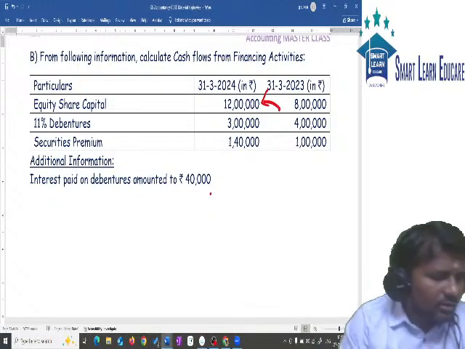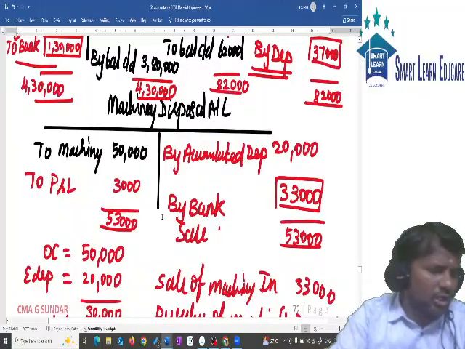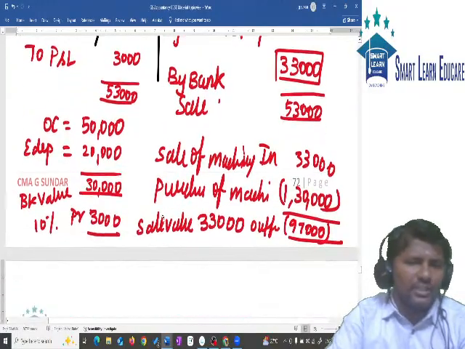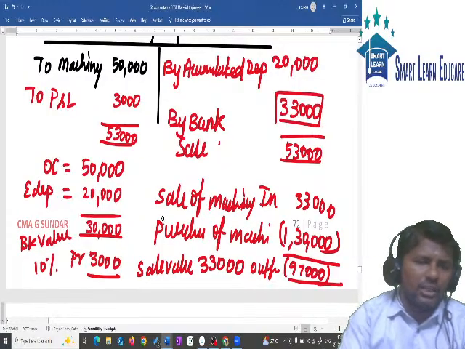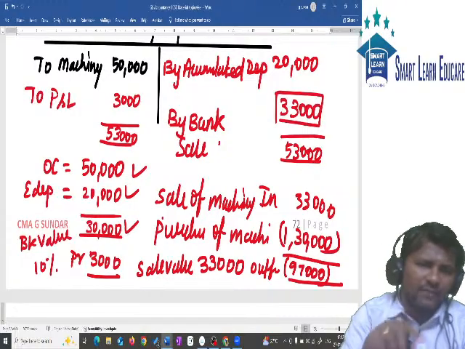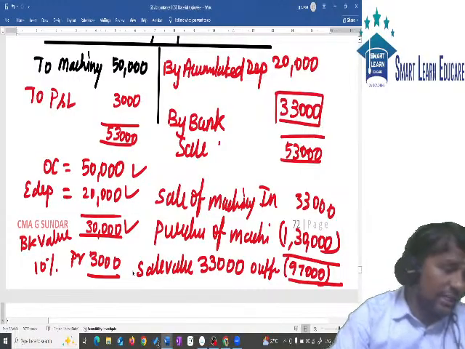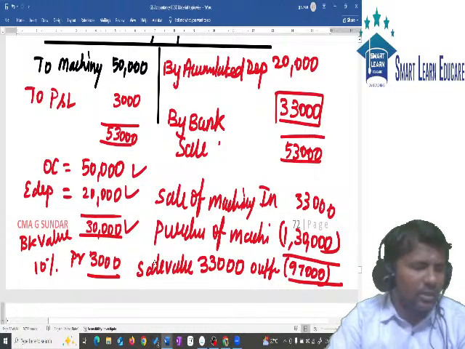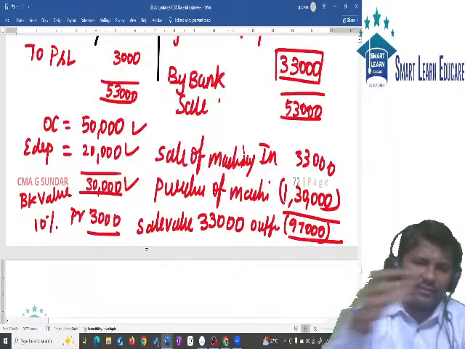It means securities premium is increased by 40,000. Sir, can we solve this sum without machinery disposal? Yes, we can solve this without machinery disposal also. Then you should give a working note. Original cost 50, accumulated depreciation 20, book value of the asset 30. It is sold at a profit of 10%, 10% of 30 is 3000, so the sale value is 33000. Like that you should give the working note.